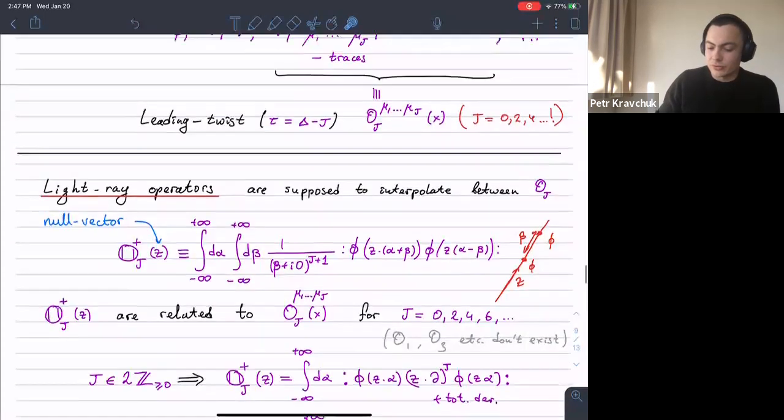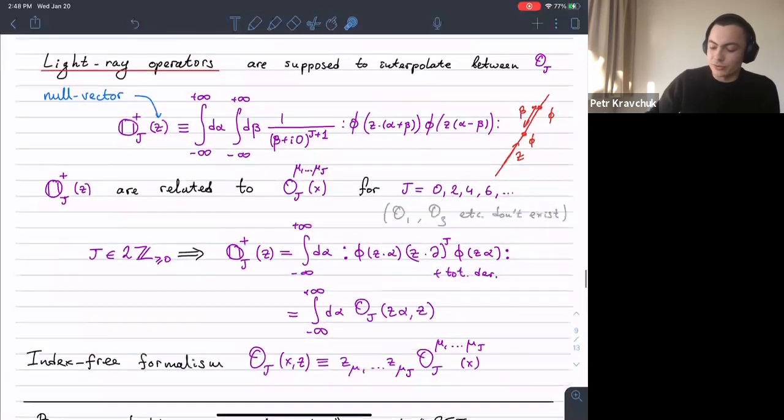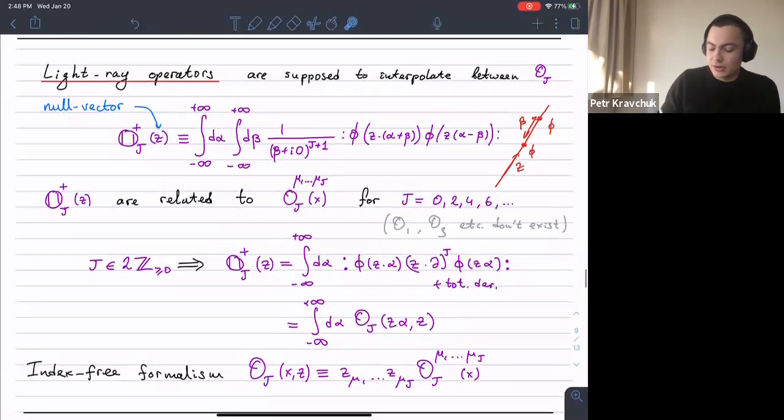And comparing to this expression for our local operators O_J, we find that these reduce to some null integrals of O_J, where we use this index-free notation, where O of x and z is just O of x contracted with vector z.